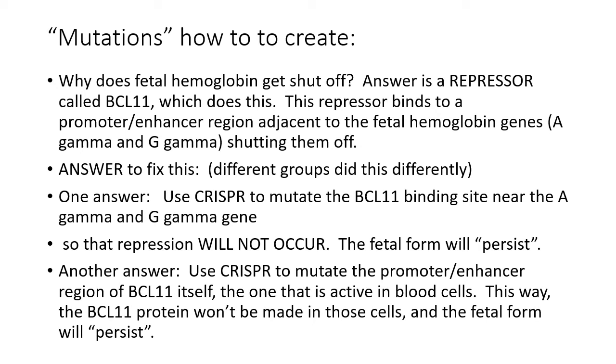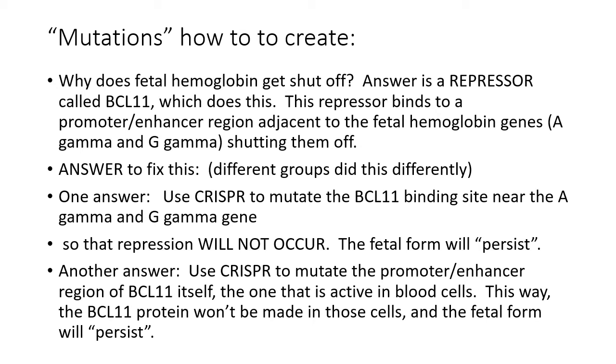So if you want to fix or create the persistence phenotype, you've got two basic ways to do that. One is that you can mutate the BCL11 binding site near the A gamma and G gamma regions, so that repression won't occur. So if the BCL11 protein can't bind, repression will not occur, and the fetal form will persist.